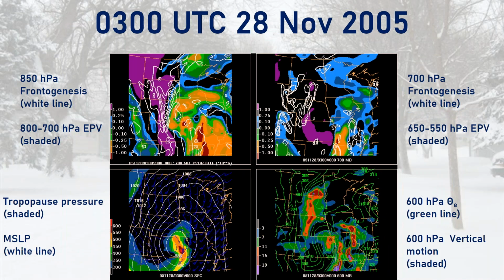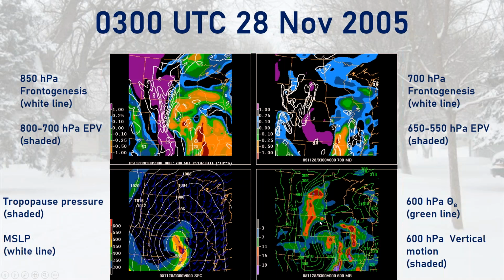So we can look at this in a plan view as well. In the upper left is frontogenesis at 850 in white with 800 to 700 EPV, same color shading, except I have two sets of blues for weak stability. Same thing at 700 millibars with 650 to 550 EPV. Lower left is tropopause pressure, which is shaded, and mean sea level pressure. And then on the right is the 600 millibar theta E and 600 millibar vertical motion.